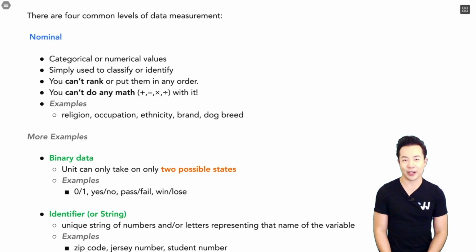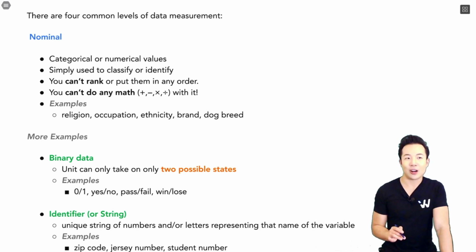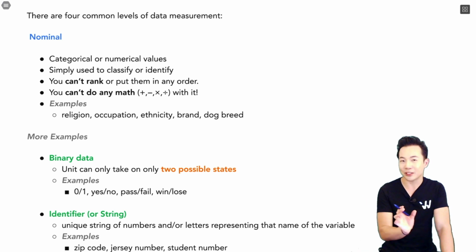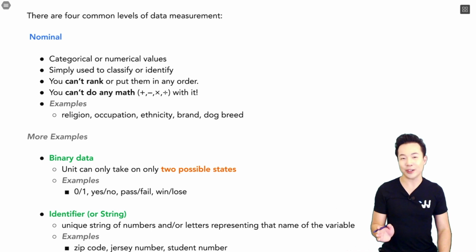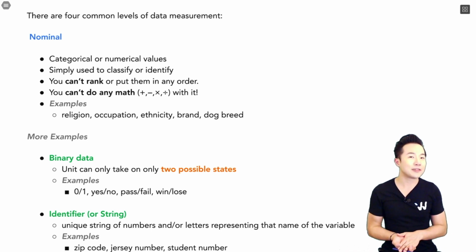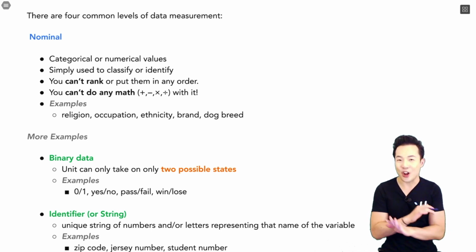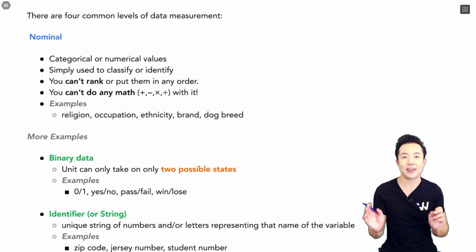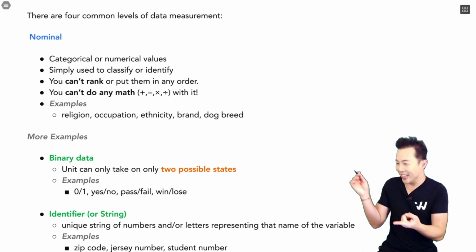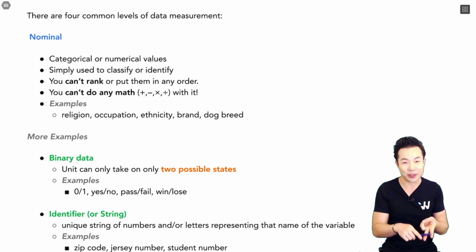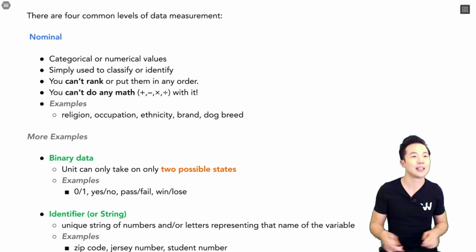There are 4 common levels of data measurements. The first one is nominal. Nominal are categorical variables or numerical values. But to be clear, when I say numerical values, I don't mean stuff that you can do math with. And I'll elaborate on that later on. They're simply used to classify or identify. You cannot rank them in any way, okay? And you cannot do math with it. So basically, they're just categories that you cannot rank, that you cannot do math with. Okay, so it's like pure categorical.